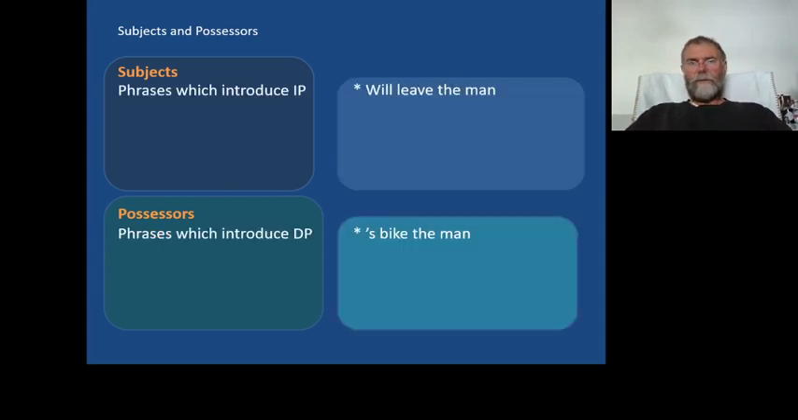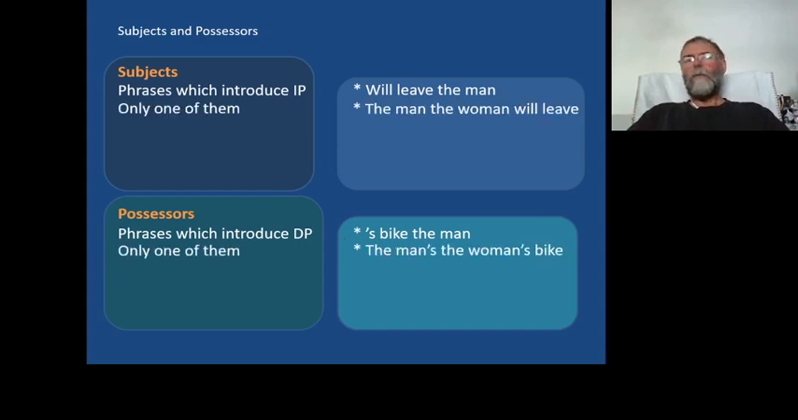Well, first of all, they are specifiers in as much as they both come first in their respective phrases. Subjects are phrases which introduce IPs. You can't get the subject at the end of the IP, so you can't say, will leave the man. It has to be the man will leave. Exactly the same is true of possessors. They introduce DPs and can't come at the end of them. You can't say, bike the man. It's got to be the man's bike.